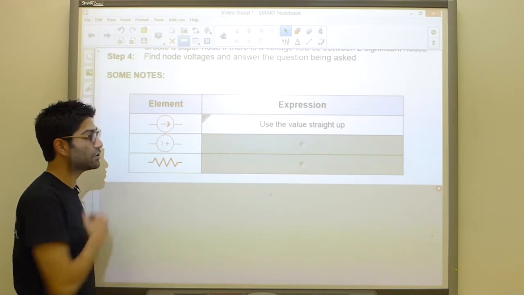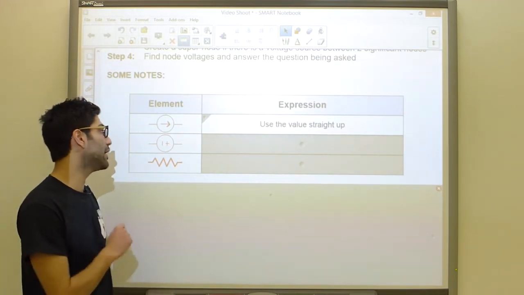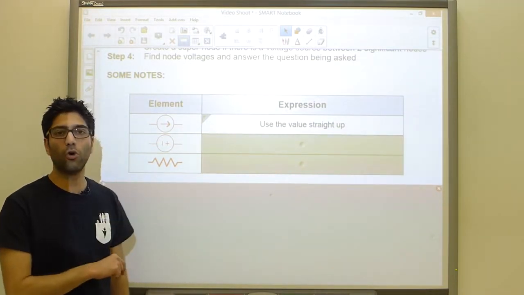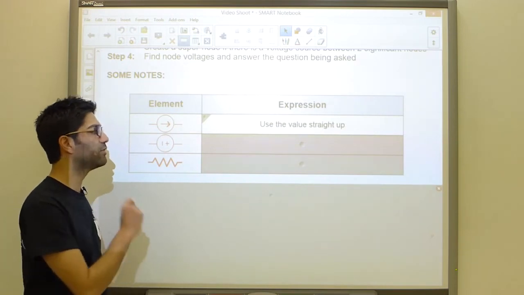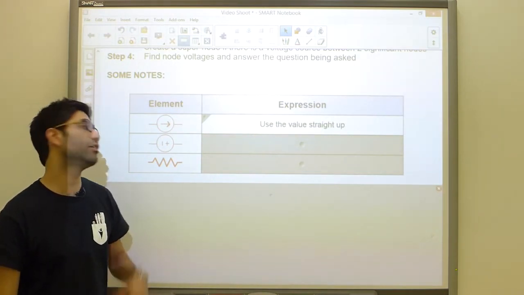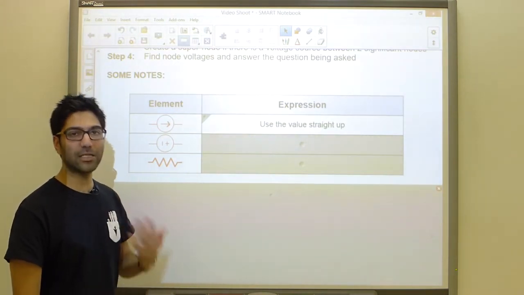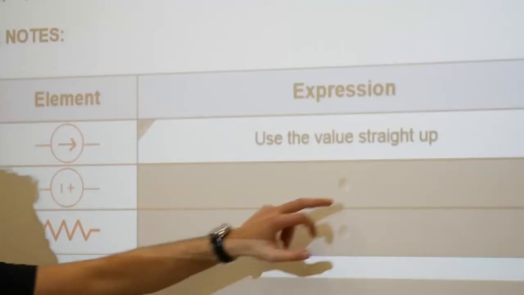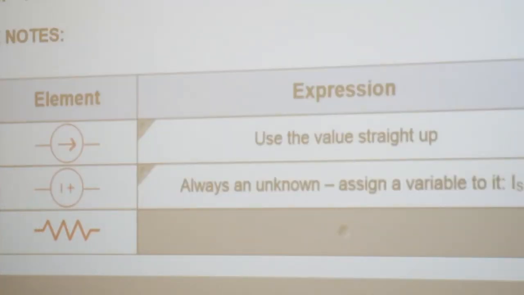Next, you can have a voltage source. Now, the problem here becomes you never know the current going through a voltage source. And therefore, you have no choice but to assign a variable to it. And so that is what you're going to do if you're trying to figure out what the current through this source is. Well, you're going to say it's I source.